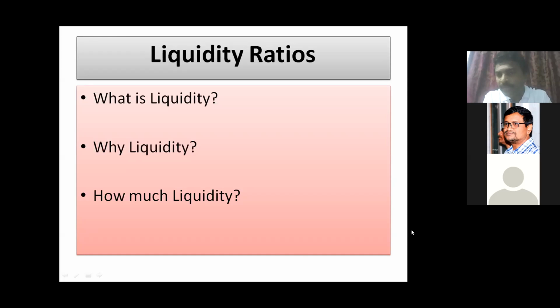What is liquidity? Question to the participants quickly without wasting much time here. What do you understand by liquidity? Anybody from the participants can type the answer in the chat box.